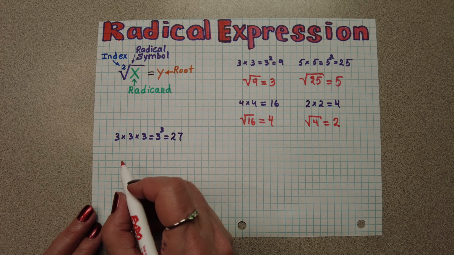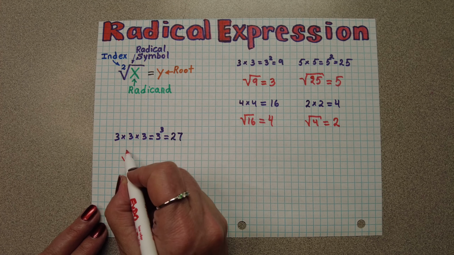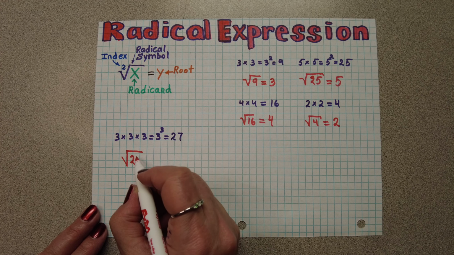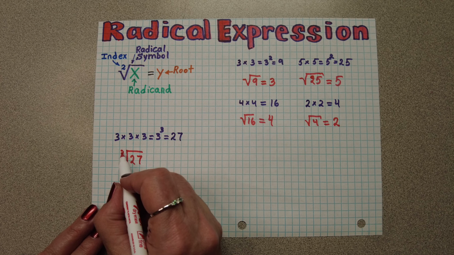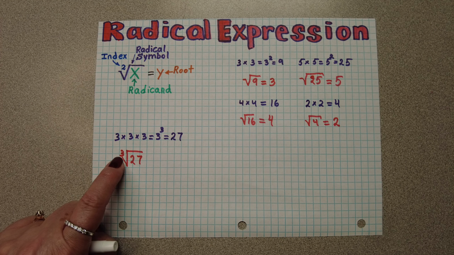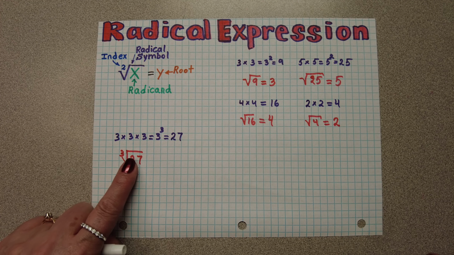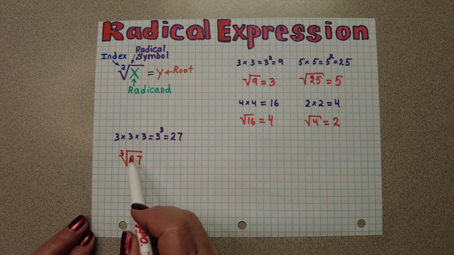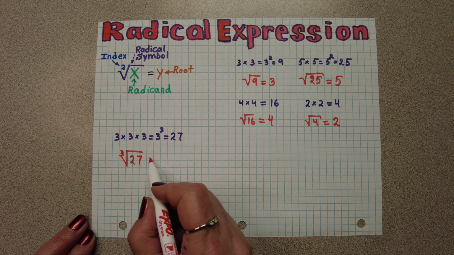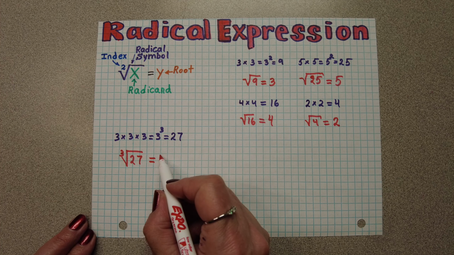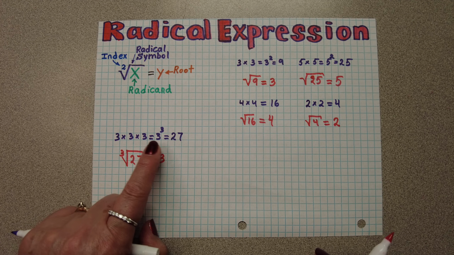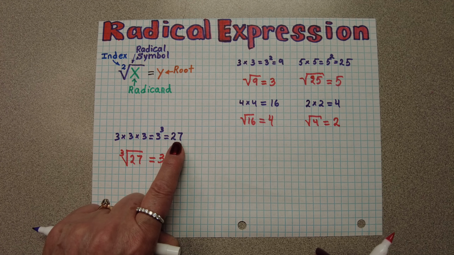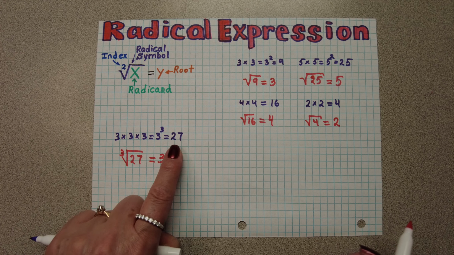When we see this 27 under the radical symbol with index 3, this is not a square root, this is a cube root. We call this cube root. When we see cube root of 27, that means it equals 3. 3 times 3 times 3 was 27. So 27 is our radicand.